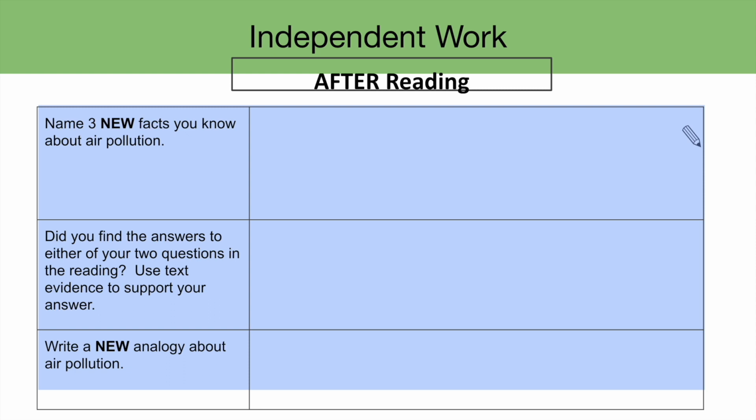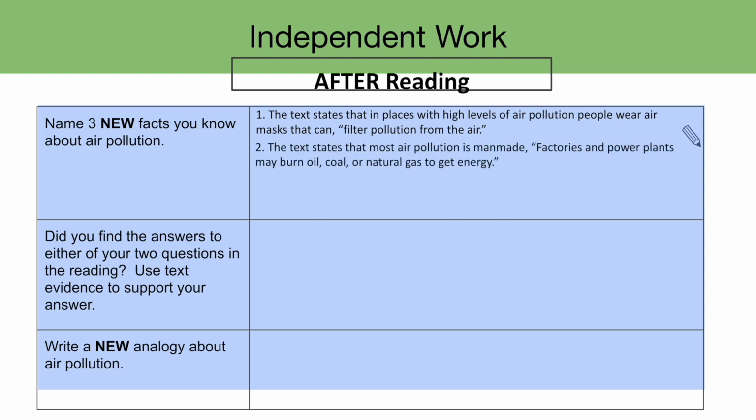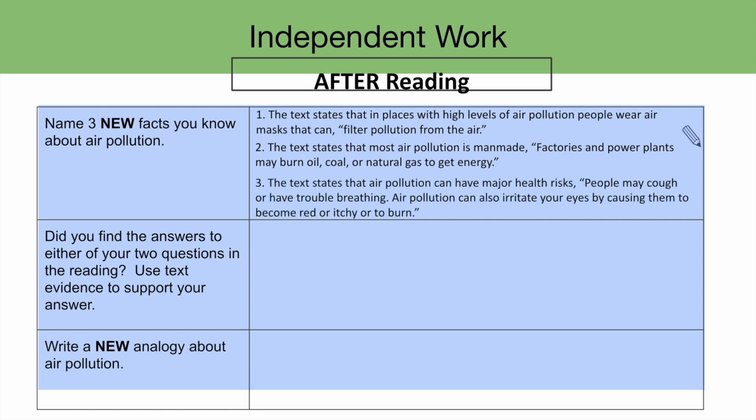After reading, name 3 new facts you know about air pollution. The first fact I found out was the text states that in places with high levels of air pollution, people wear air masks that can, quote, filter pollution from the air. I also found out that the text states that most air pollution is man made. Quote, factories and power plants may burn oil, coal, or natural gas to get energy. End quote. And finally, the text states that air pollution can have major health risks. Quote, people may cough or have trouble breathing. Air pollution can also irritate your eyes by causing them to become red or itchy or to burn. End quote.